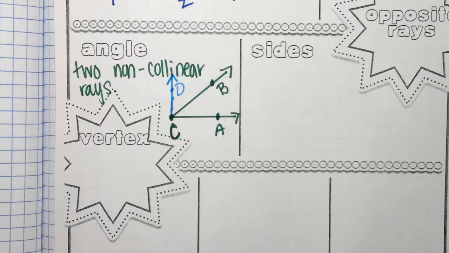How many angle C's do we have? 3, right? We have one here, we have one here, and then we have the whole thing. So how many points do we need to name that angle? 3. We have angle ACB.